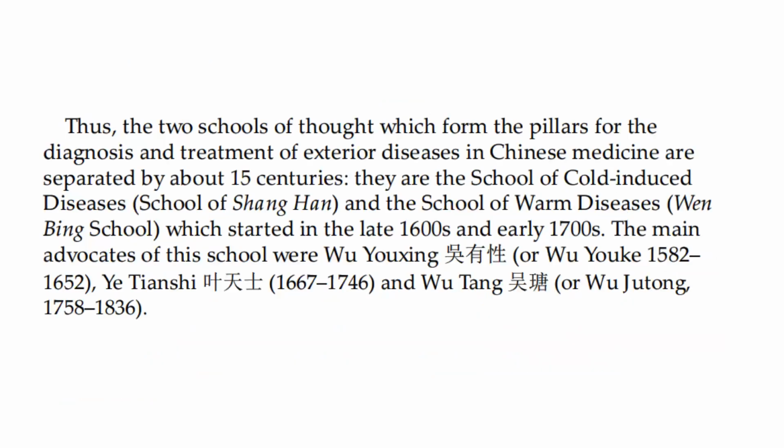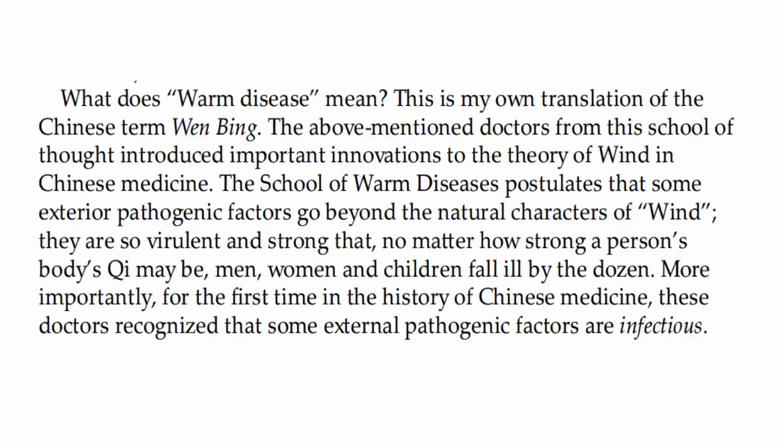Thus, the two schools of thought, which form the pillars for the diagnosis and treatment of exterior diseases in Chinese medicine, are separated by about 15 centuries. They are the School of Cold-Induced Diseases, the School of Shang Han, and the School of Warm Diseases, the Wen Bing School, which started in the late 1600s and early 1700s. The main advocates of this school were Wu Youxing, Ye Tianshi, and Wu Tang.